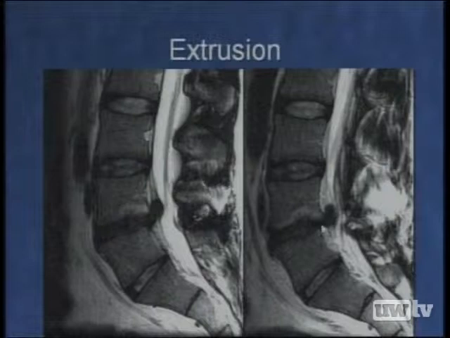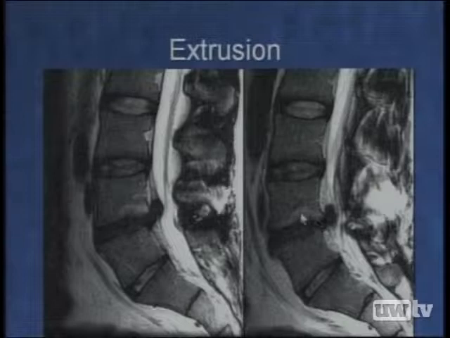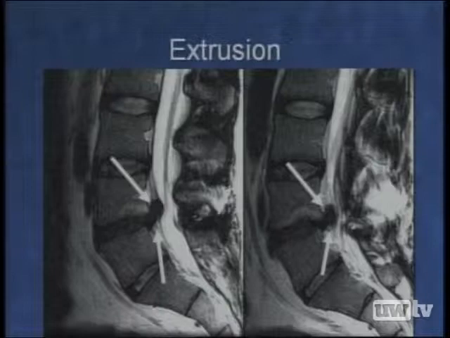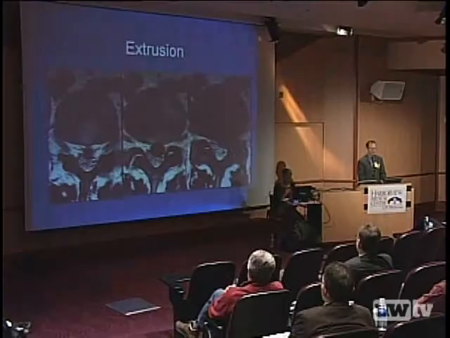And this patient actually also has some end plate change or Modic change, type 1 end plate change, with high signal on the T2 weighted image, which is also part of the consensus nomenclature. But just to get back to protrusions and extrusions, extrusion has a neck, protrusion doesn't. This is purely a morphological distinction based on the MR appearance on the axial images.